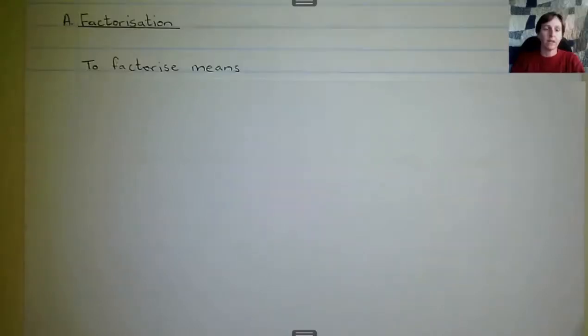Hey grade 7s, today we are going to revise factorization and equivalent fractions. Let's get going. Let's start with the definition of factorization, what it means to factorize.